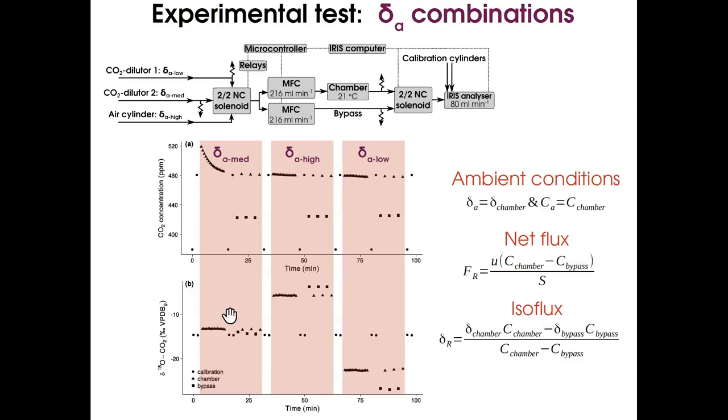So here, you can't really see, but these little squares for the bypass line in our incubation system have a value of about minus 15 per mil. Then we have delta A high, which is actually a compressed cylinder of atmospheric air, with a value of about minus 4 per mil. And then delta A low, which is another pure CO2 cylinder that we dilute, with a value of about minus 25 per mil. By taking alternative measurements of a bypass and the chamber line, we use an isotope ratio infrared spectrometer to measure the flux in the ambient conditions that our chamber sees.